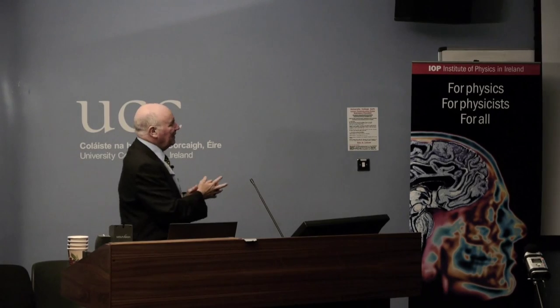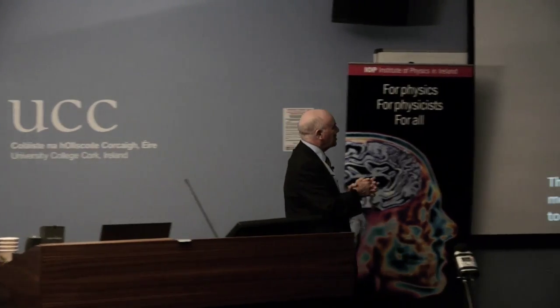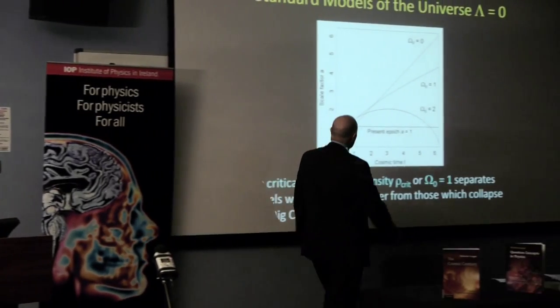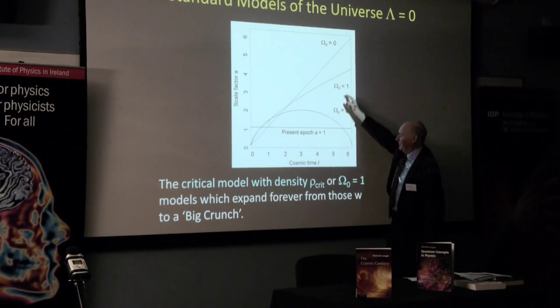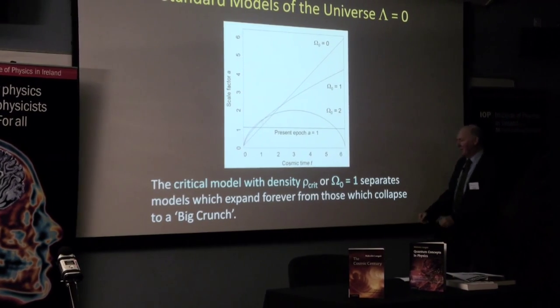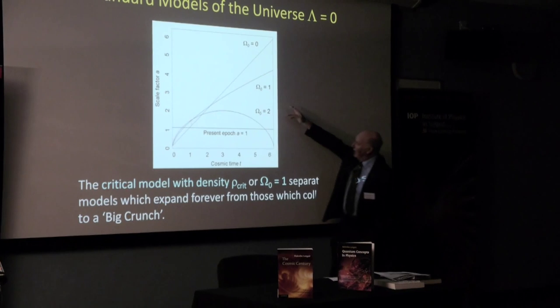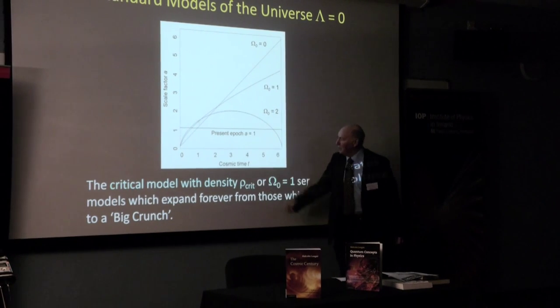And these are the dynamics of these models. The critical model has been labeled omega naught equals 1. Omega is the thing called the density parameter, where we just normalize all densities to this critical density here.